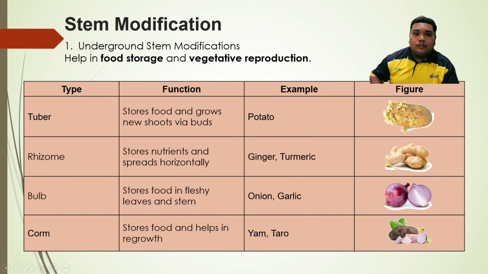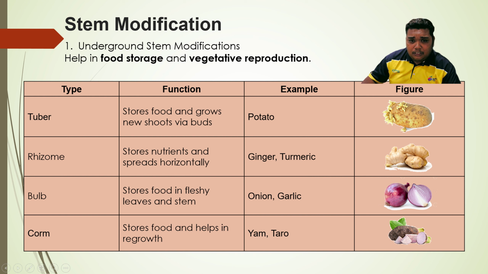Okay, next we move on to stem modification. We have three types of stem modification. First is underground stem modification. It helps in food storage and vegetative reproduction. First is tuber. Its function is to store food and grow new shoots via buds, such as potato, as we can see in the picture. They grow the new part into the potato.